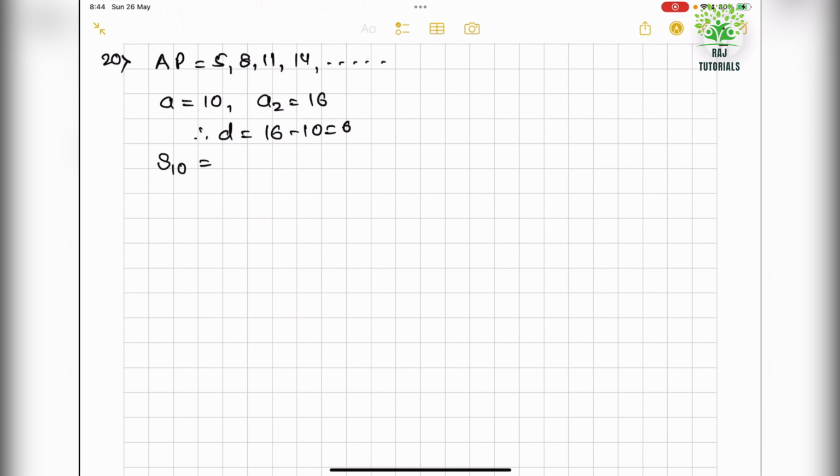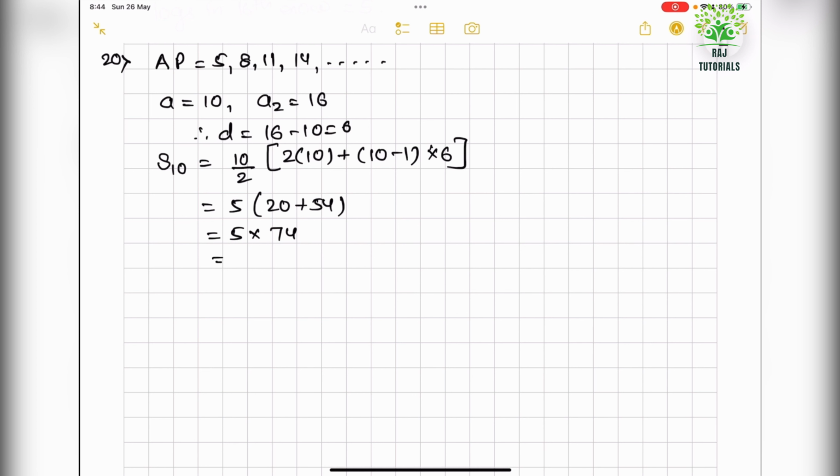Now using the formula, S10 will be 10 by 2 into (2a plus (n minus 1) d), so 2 into 10 plus (10 minus 1) into 6. So that will be 5 into (20 plus 9 sixes are 54), so 5 into 74. So that is 370. So total distance covered will be 370 meters.